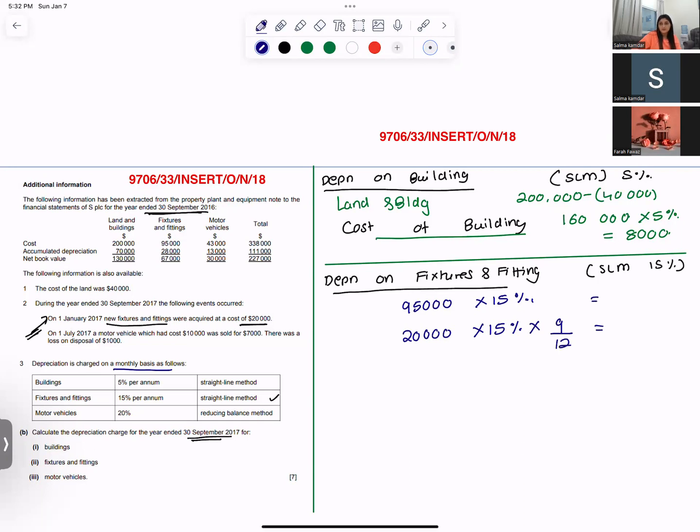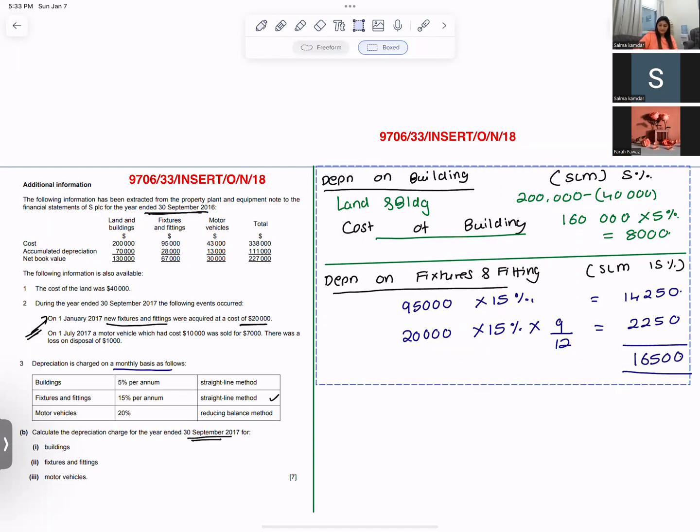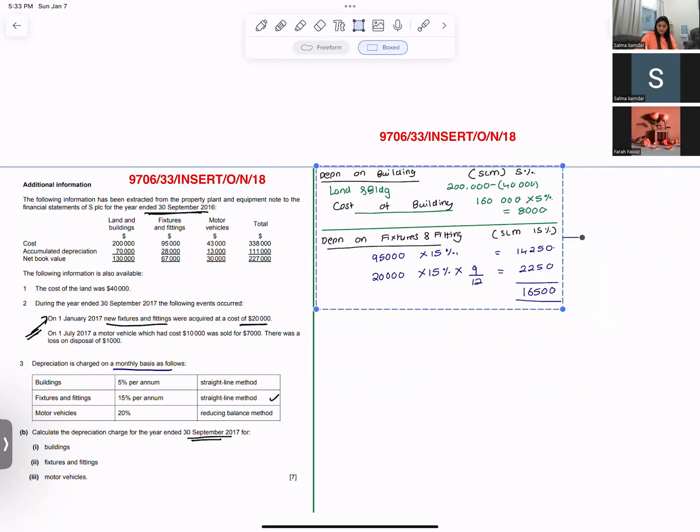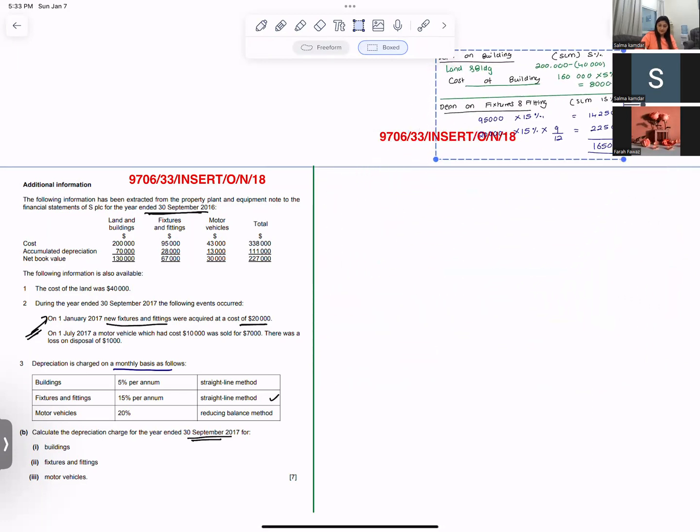So what is the depreciation for the first one? It is 2,250. For the second one it is 2,250. So what is the total depreciation? 16,500. Now you have depreciation for what?